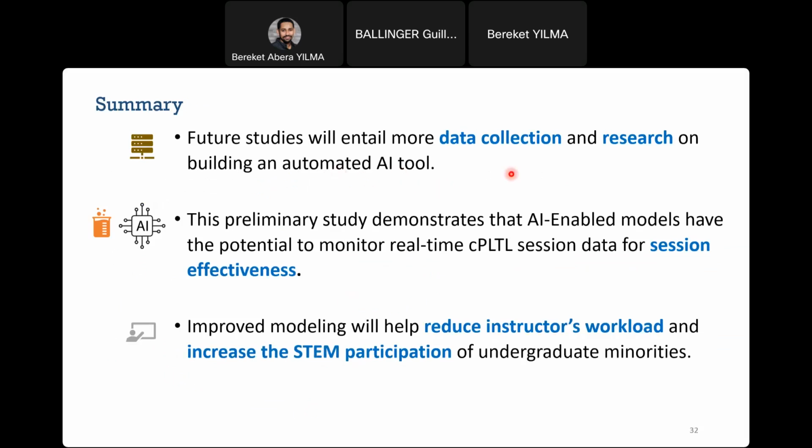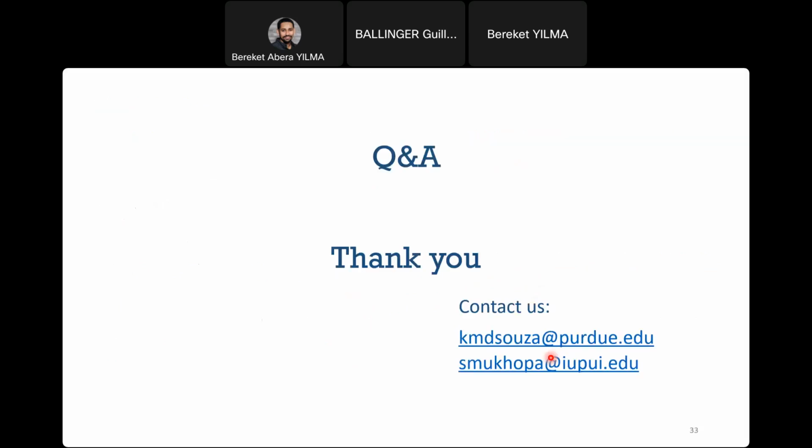For future work, I definitely have to collect more data in the next couple of years. Then I want to improve session effectiveness to match the human expert label, and try to reduce the workload. And at the end, I want to increase STEM participation. I'm open to questions and also your suggestions for how I can improve the system.